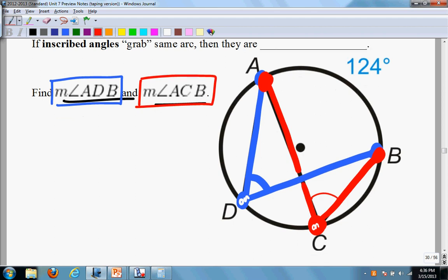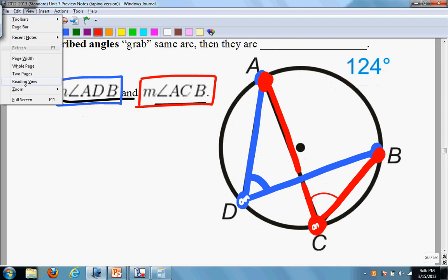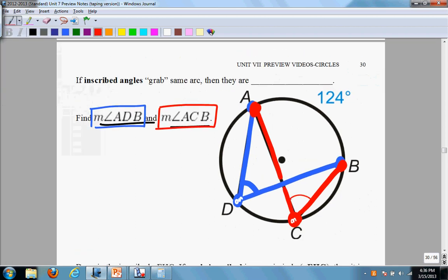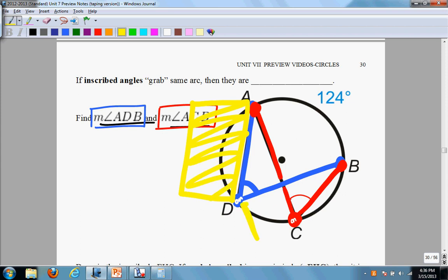So what I'd like you to do is get your Post-its, please. Ready? I'd like you to lay one set of Post-its. Let's go along the blue first. So put your Post-its here. Frame this. And put your Post-it here. Frame that.